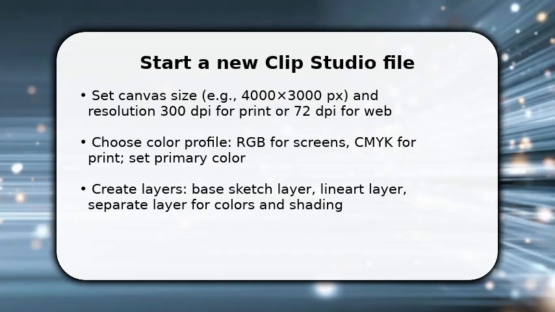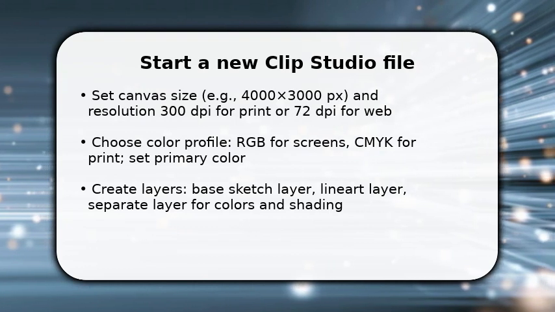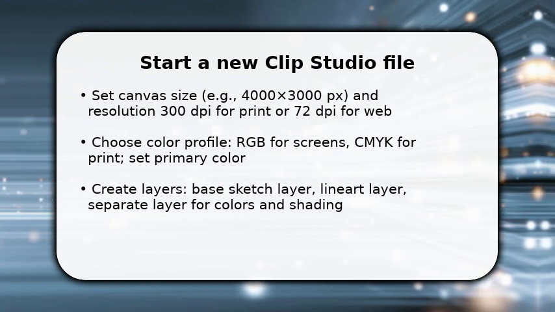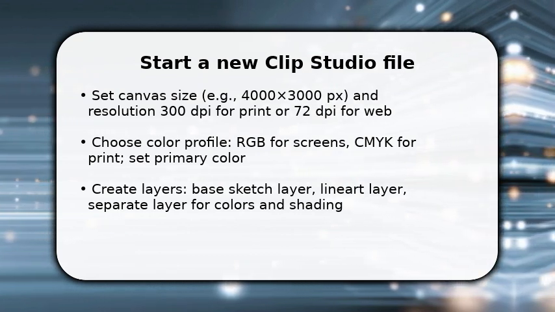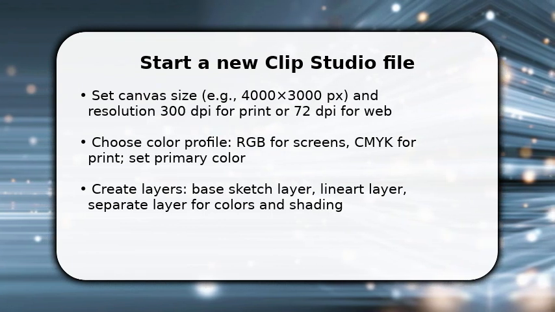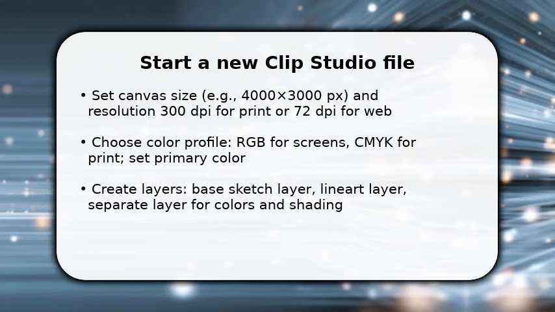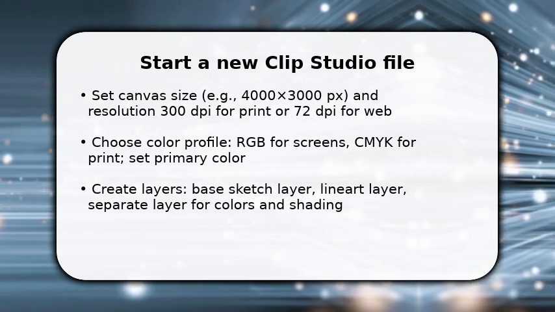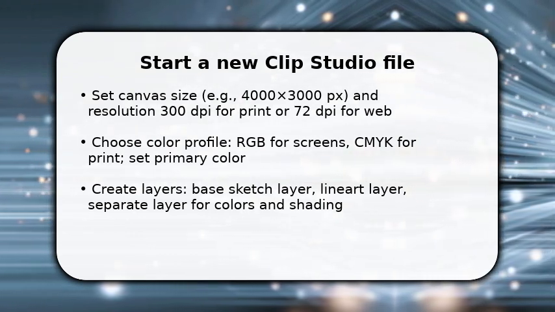You begin by creating the file with the exact canvas size and resolution you need, because that decision fixes later detail and export. Once done, pick RGB or CMYK depending on output and create layered structure right away. Sketch, lines, colors. Make sure to name layers clearly and set layer types, raster, vector, so editing stays flexible.